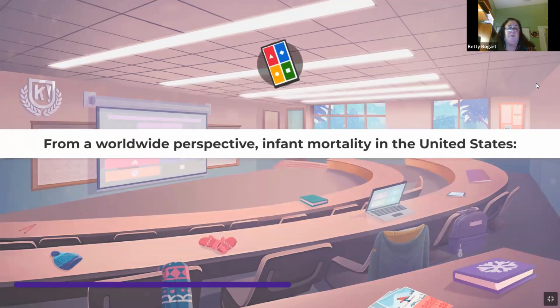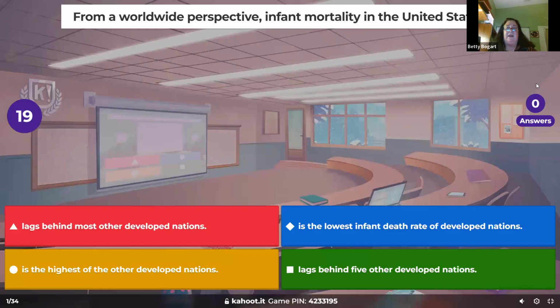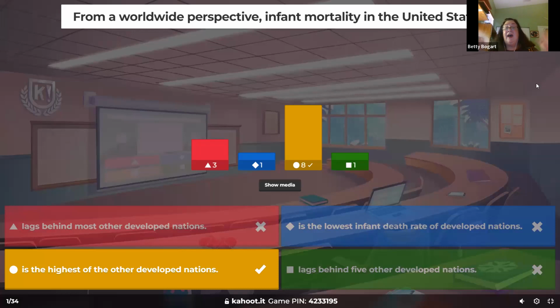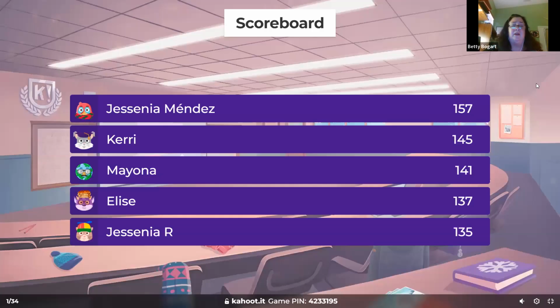From a worldwide perspective, infant mortality in the United States, the number of infants that die in the first year of life compared to the world, is higher than many of the other developed nations. I think Switzerland is the one that has the best rate, if I'm not mistaken. They have a better healthcare system than we do.